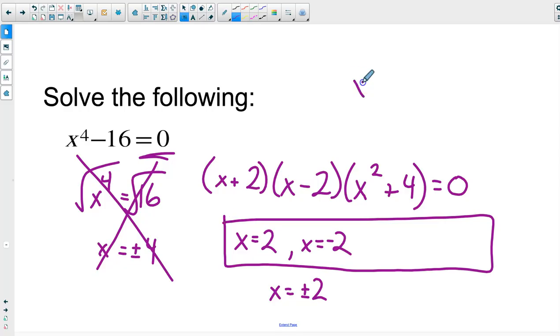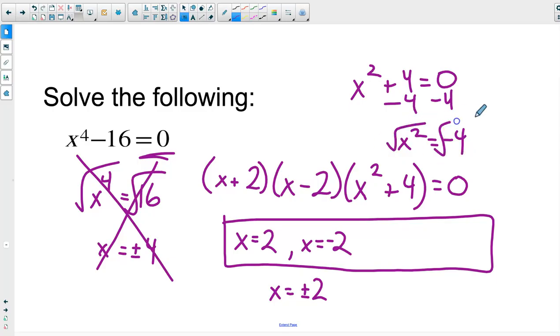Now this, x squared plus 4, I set it equal to 0. Just like I truly set these other pieces equal to 0 as well. And then I solve. So I minus 4. What's the square root of negative 4? 2i, but it's more. Plus or minus. So I take the square root here, and that does give me x equals plus or minus 2i.